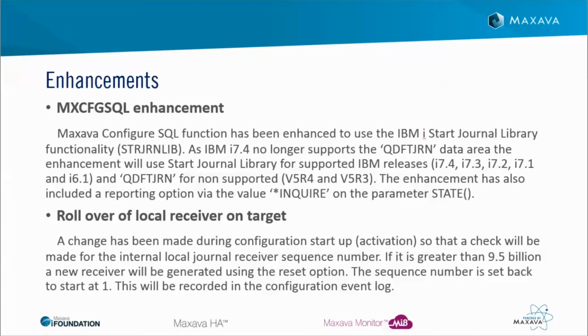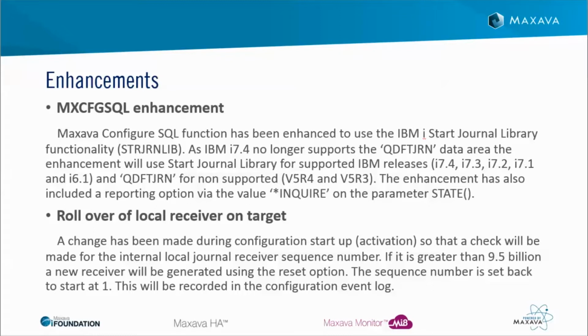For releases I74, 73, 72, 71, and I61, the Start Journal library mechanism will now be utilized. For V5R4 and V5R3 systems, if they are still being utilized, they will still require the QDefault journal functionality, as IBM doesn't support Start Journal library at this level.